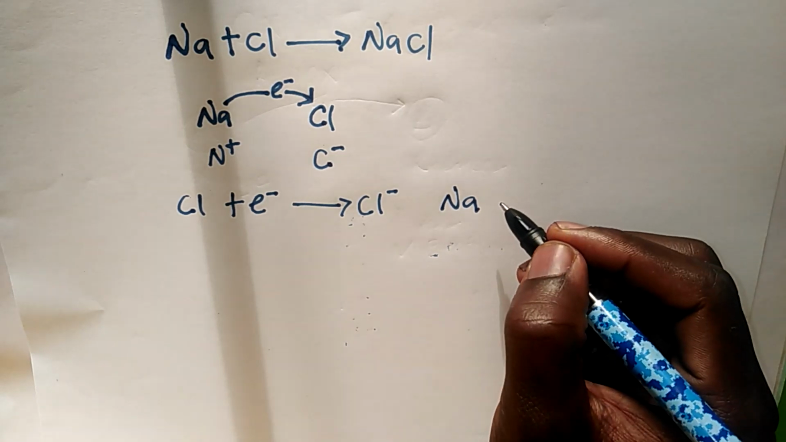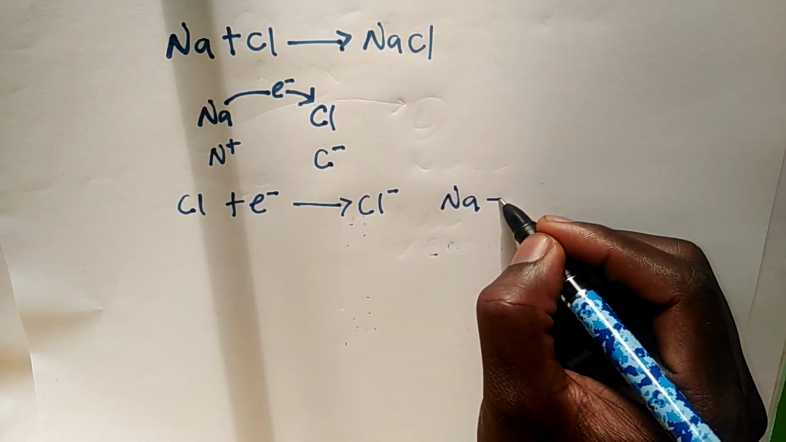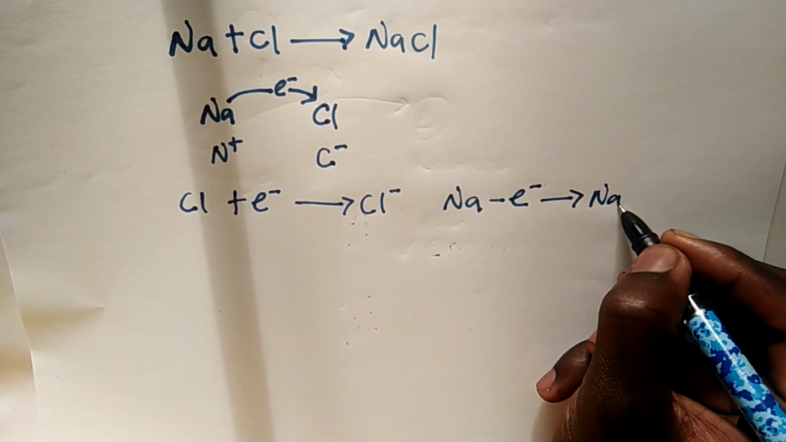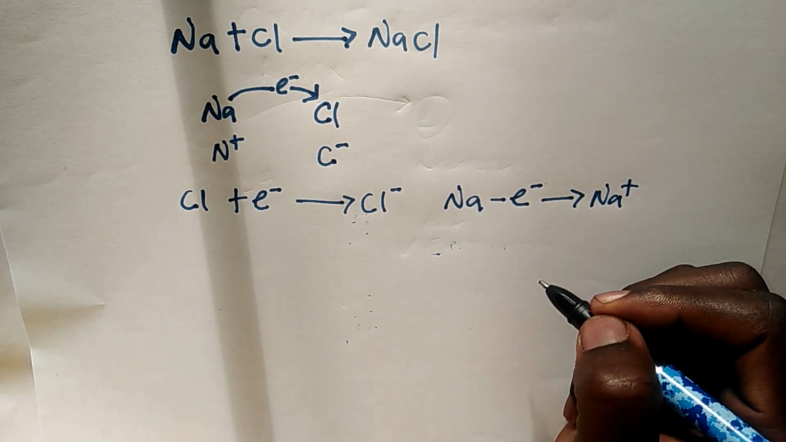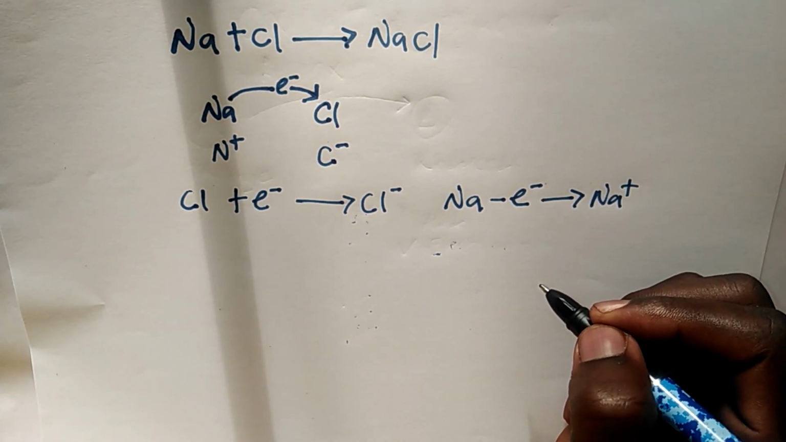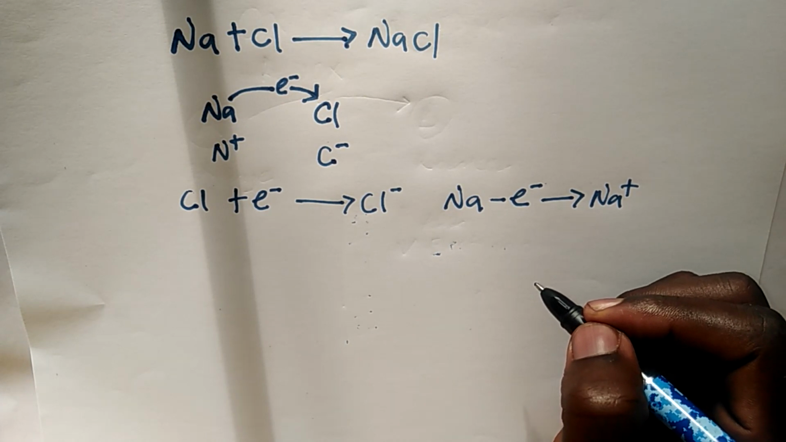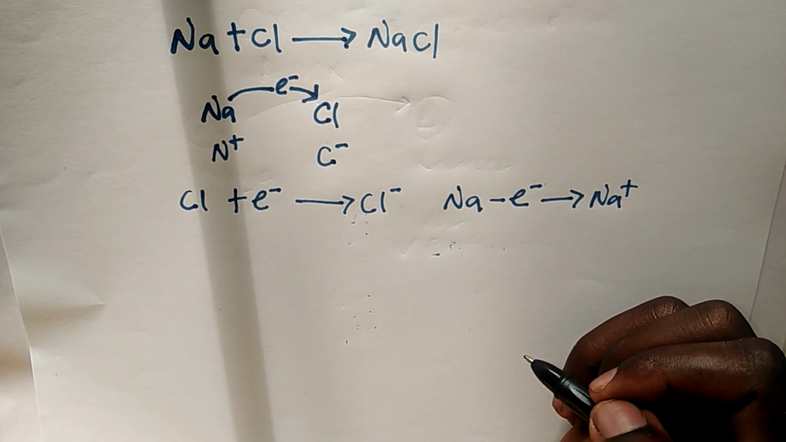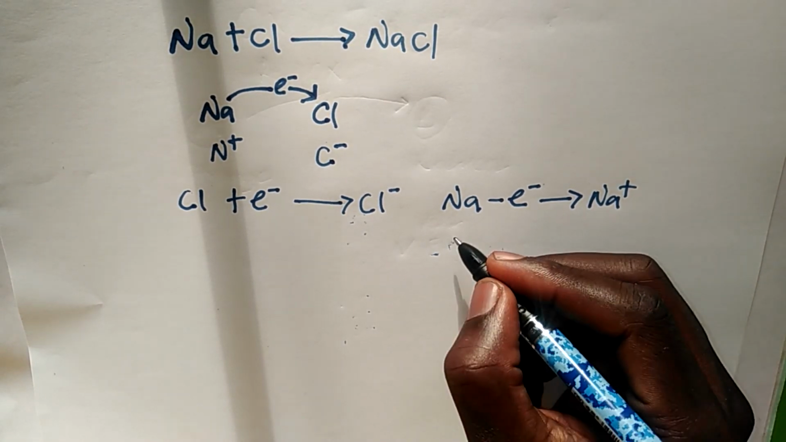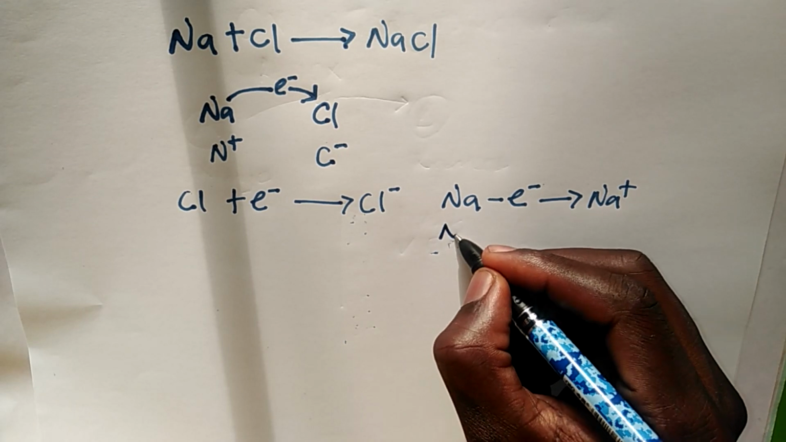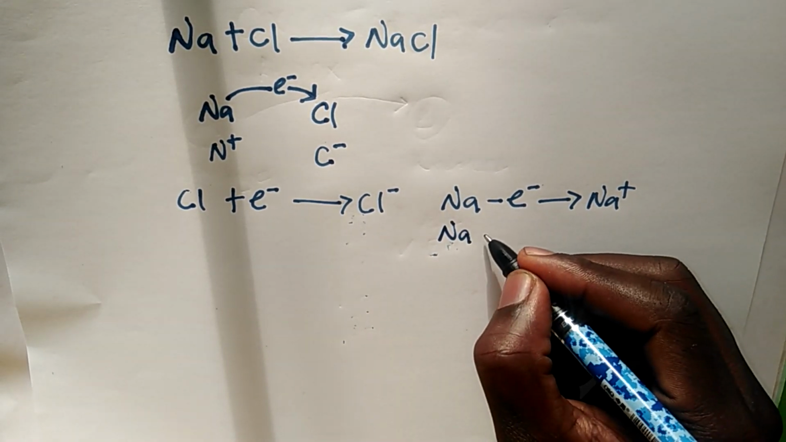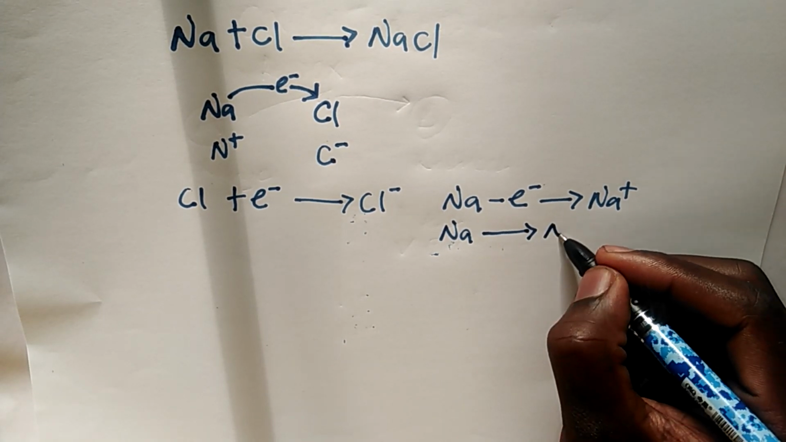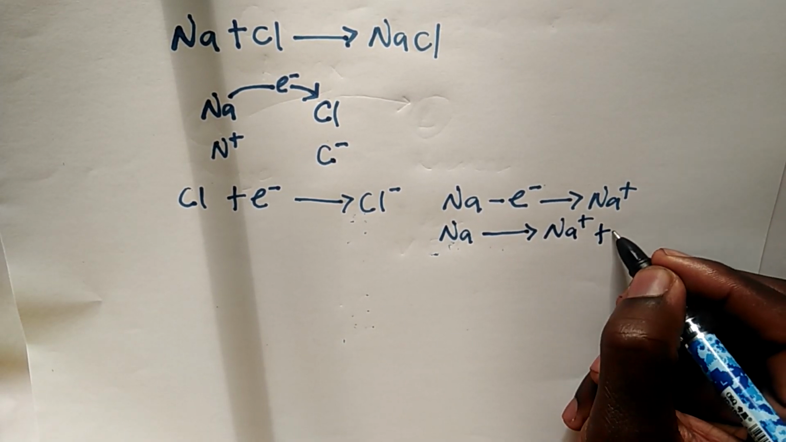Now, you might be tempted to say that because sodium loses an electron, you write minus electron, then sodium positive. But that is not the case. Why? Because in a redox equation, minus is not part of the equation. You cannot put minus in the redox equation. Therefore, you put sodium, then your arrow, then sodium positive plus electron.